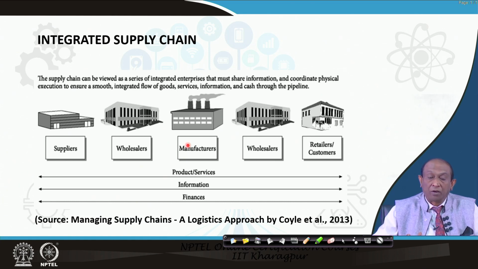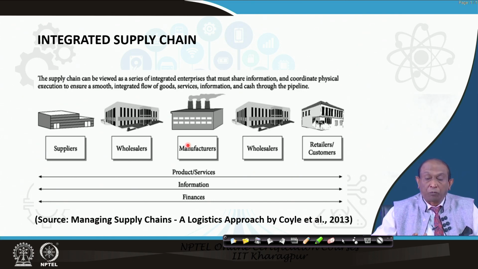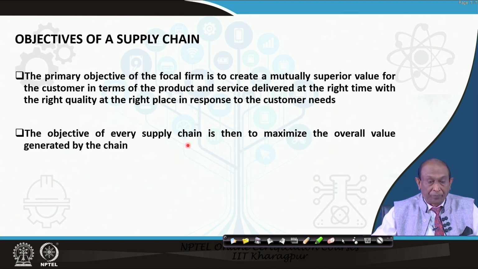as a series of integrated enterprises that must share information and coordinate physical execution to ensure a smooth integrated flow of goods, services, information and cash through the pipeline. So, it calls for information sharing, coordination and collaboration among all the entities in the chain.